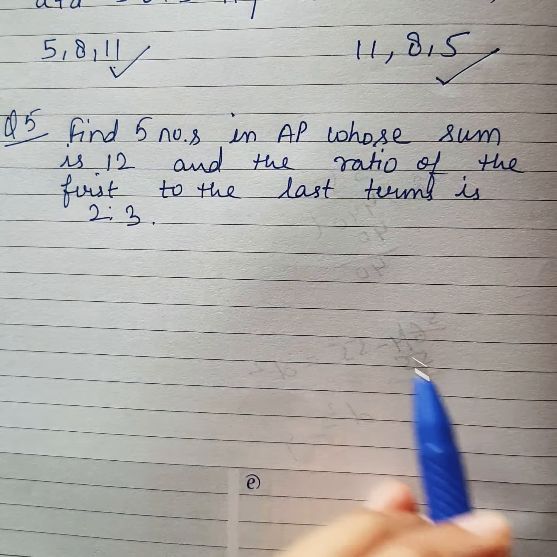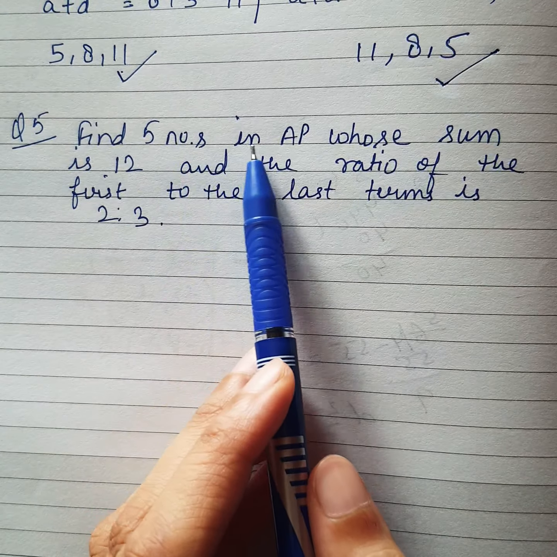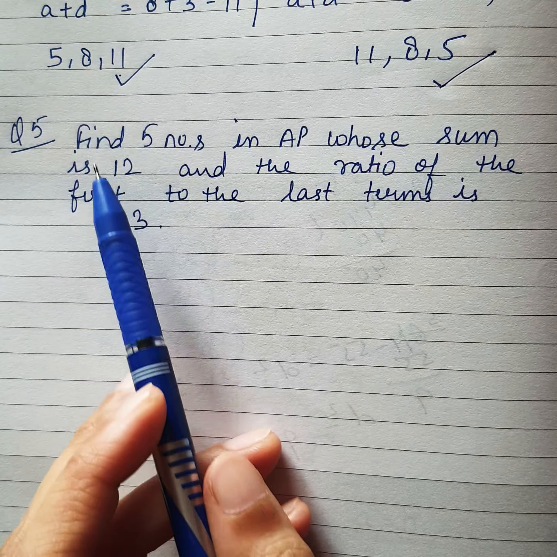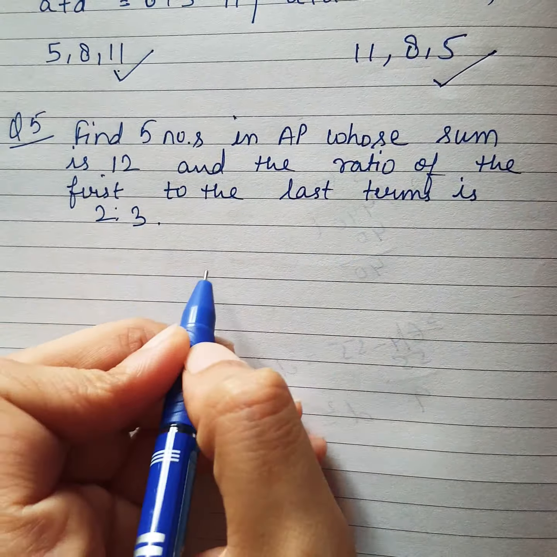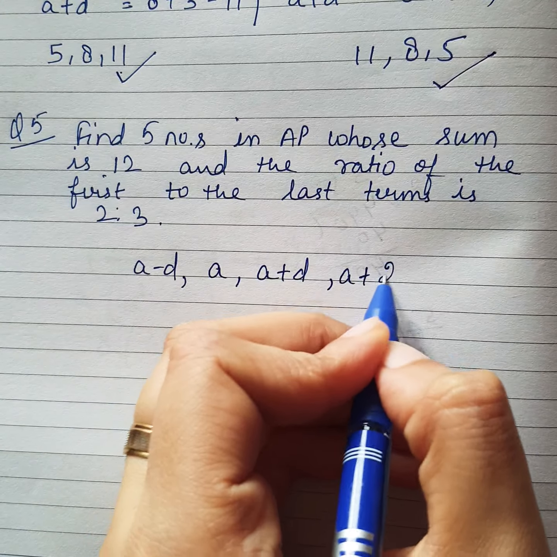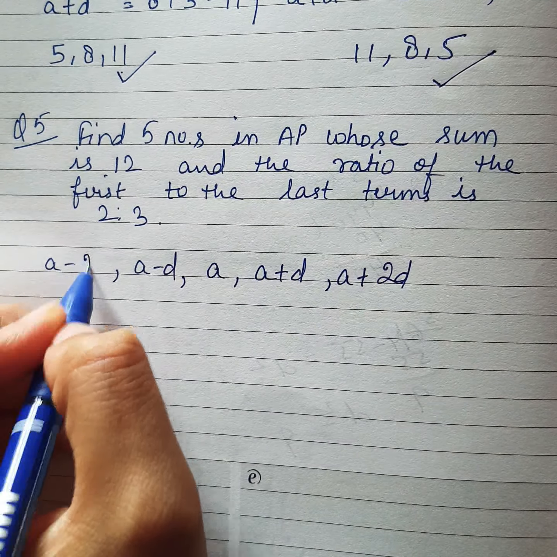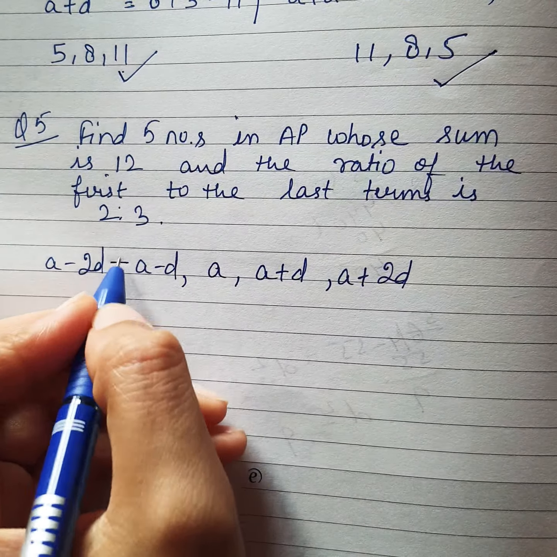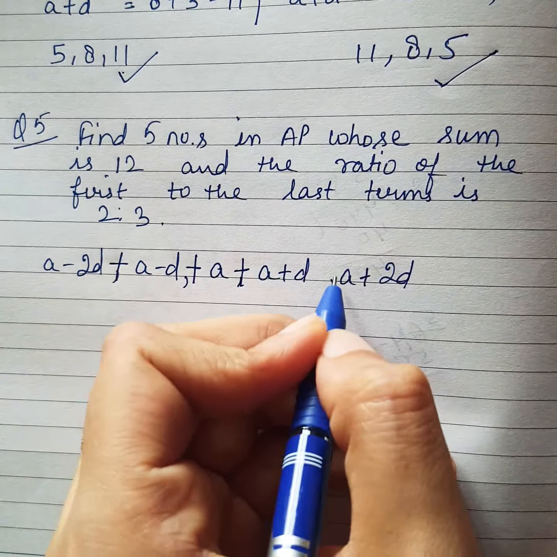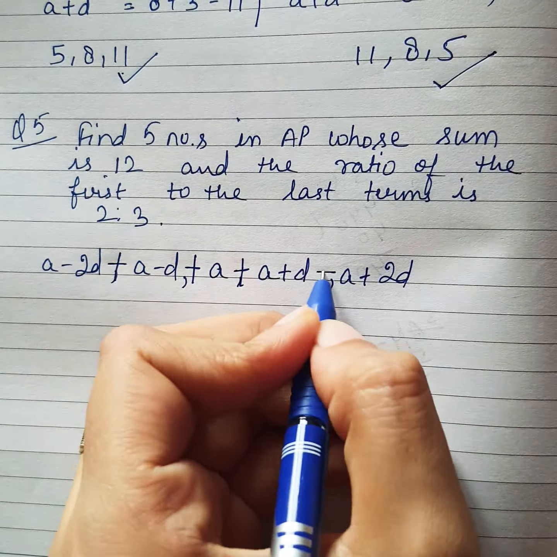One more question I am doing with you of the same type. Find 5 numbers in AP whose sum is 12. Now 5 numbers, how to let 5 numbers? A plus D, A minus D, A plus 2D and A minus 2D. Now since the sum is 12, I am replacing the commas with plus signs. Plus is 12. So minus 2D and plus 2D are gone. 1, 2, 3, 4, 5.